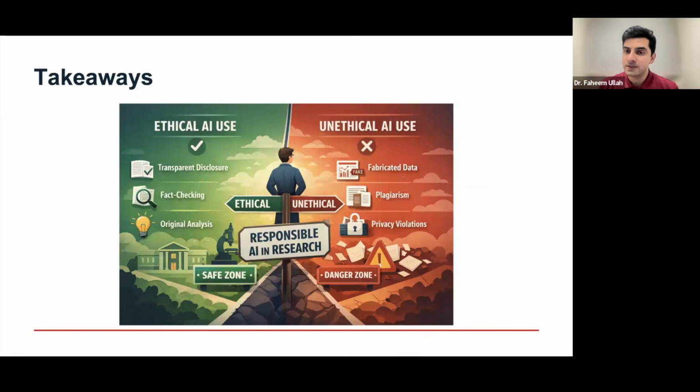And privacy violations: you need to be aware that if you have very sensitive data, you should not upload it. And even if you upload, first have a look at the data safety policies of the tool to which you are uploading your data.